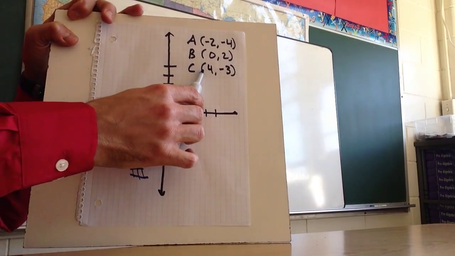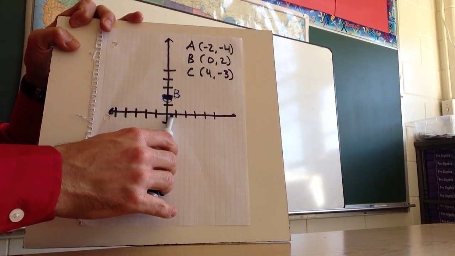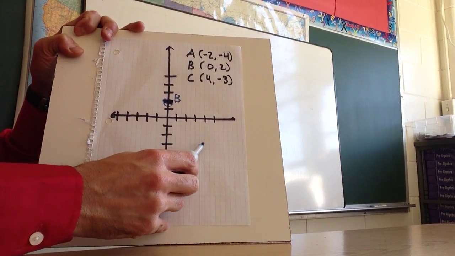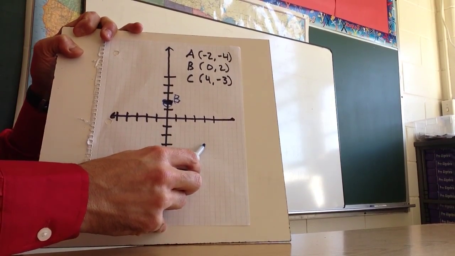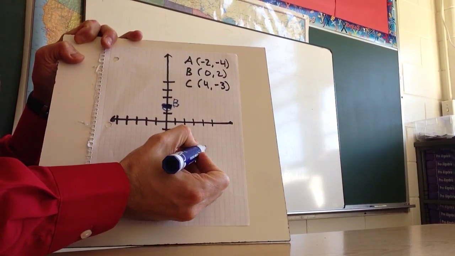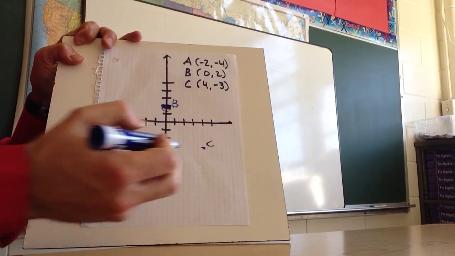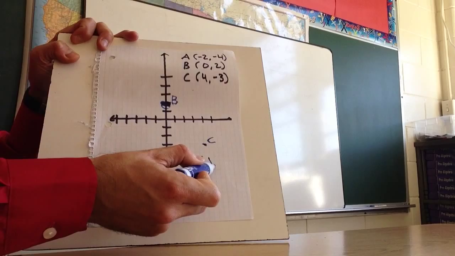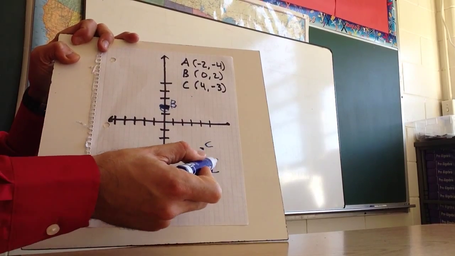And then point C is going positive 4, 1, 2, 3, 4, and then down 3, 1, 2, 3, which puts me here. And this is point C. And this is in 1, 2, 3, so this is quadrant 4.